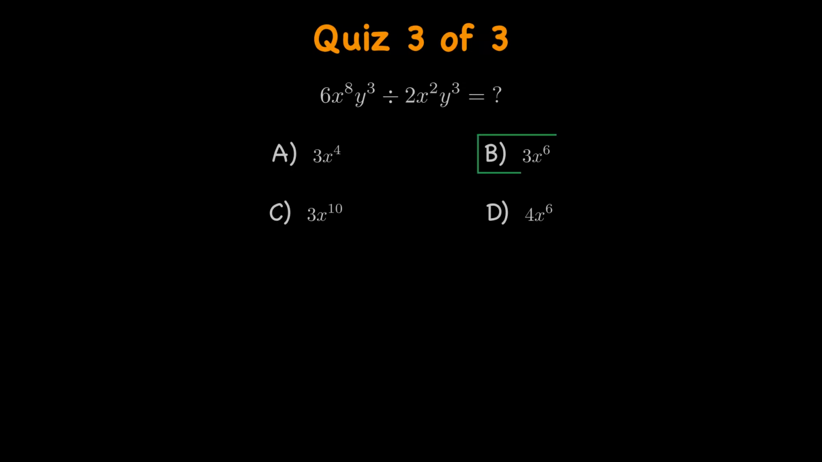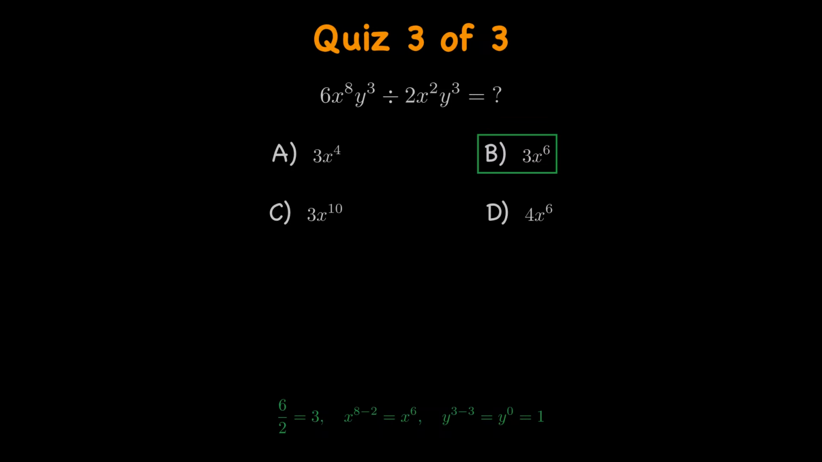What is your answer? The answer is B, 3x to the 6. Coefficients: 6 divided by 2 equals 3. For x, 8 minus 2 equals 6. For y, 3 minus 3 equals 0. And y to the 0 is 1, so it disappears.